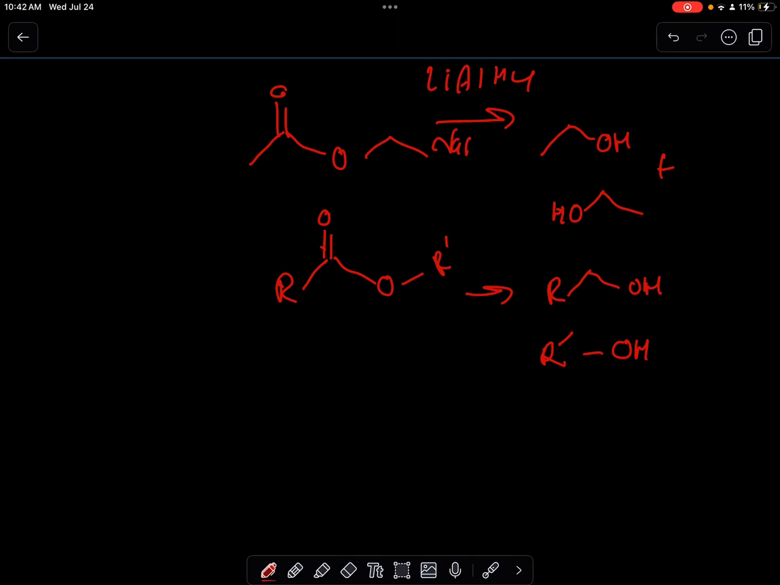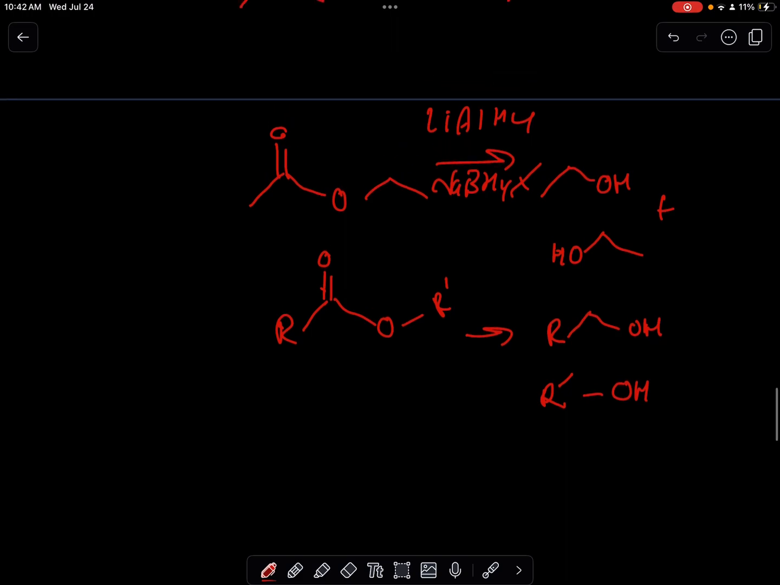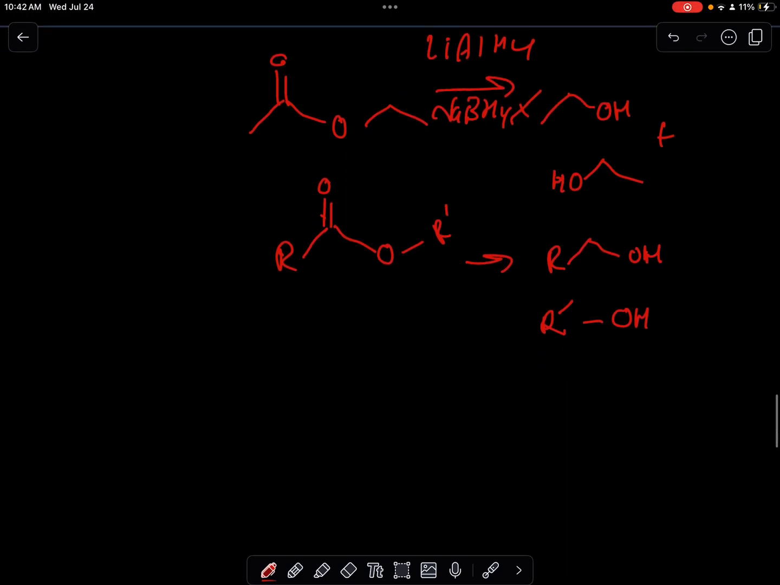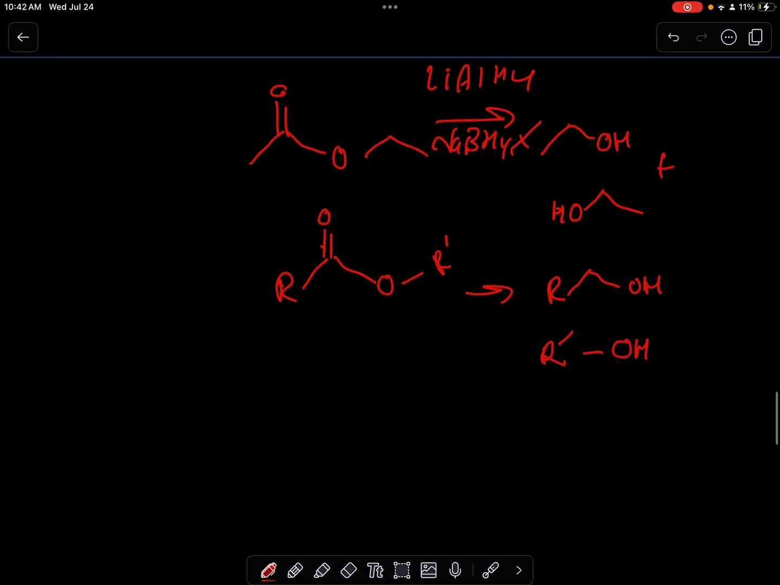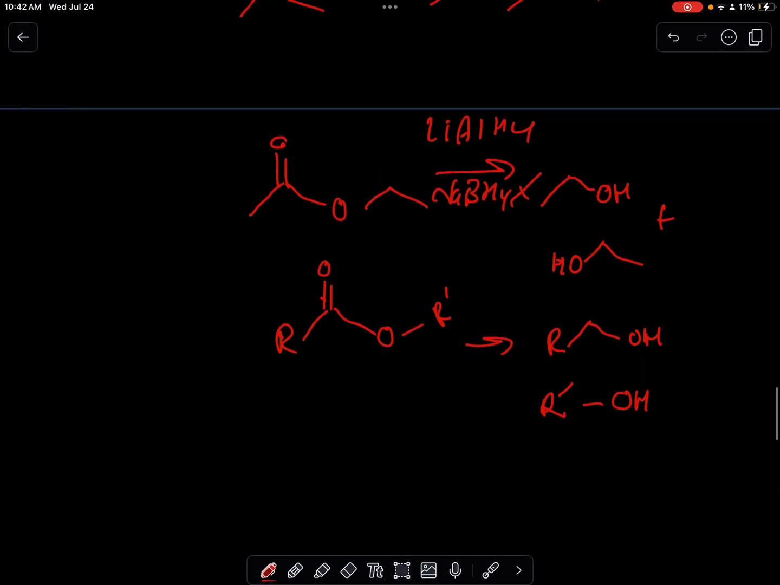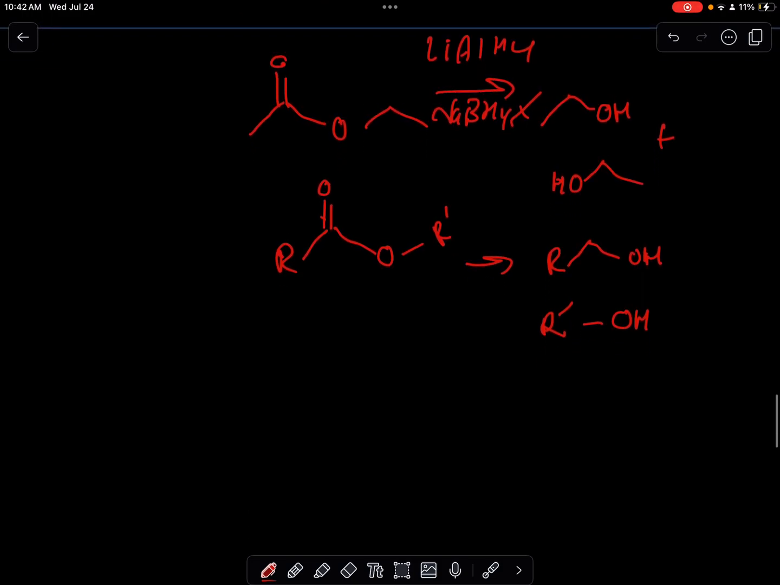Sodium borohydride cannot reduce esters. And that's a key thing to bear in mind, especially for your MCAT. So, hopefully, that helps in your understanding of the reactions of sodium borohydride and lithium aluminum hydride with esters. So, let's look at some more examples.